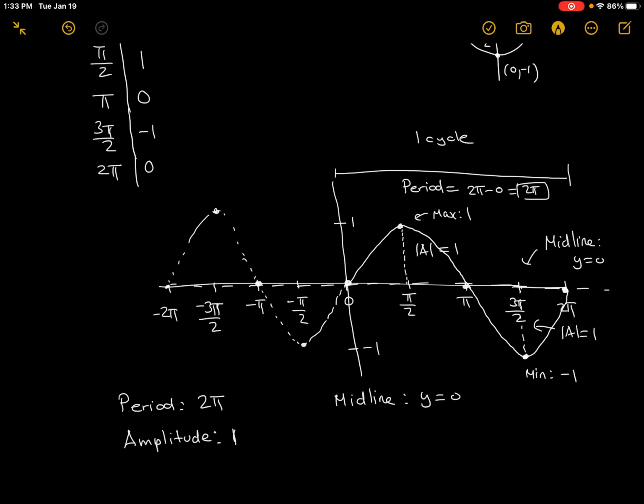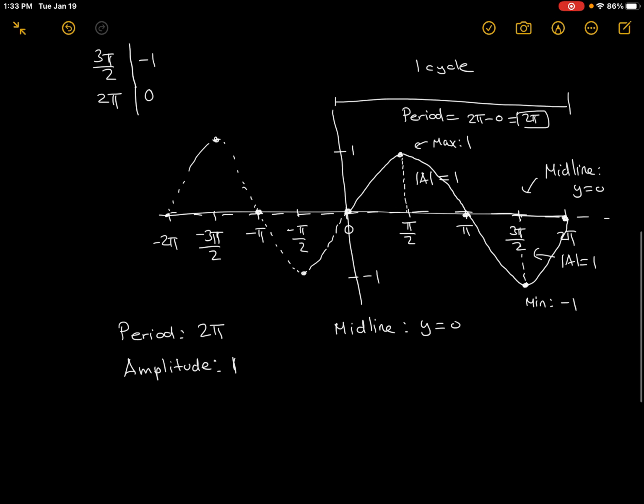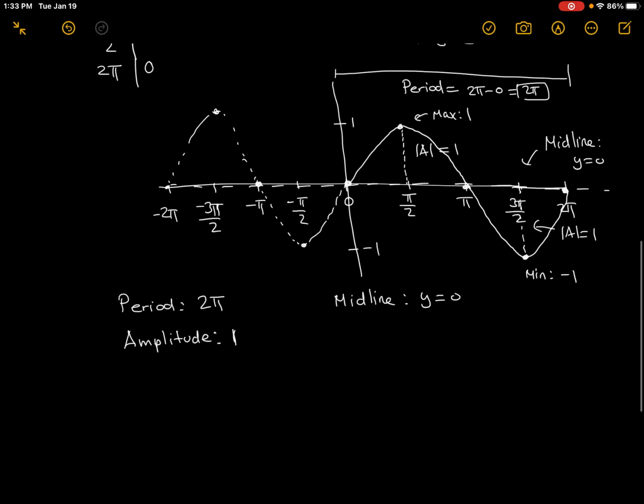Again, it's a distance from the max to the midline or from the min to the midline. And later on, I'm going to define it in a different way. Okay, so I want you to see graphically what an amplitude is. You can use either one of those techniques, but keep in mind the amplitude is always positive. Okay, so we got the period, we got the amplitude, we got the midline, which basically cuts our graph in half, right, from the max and min.